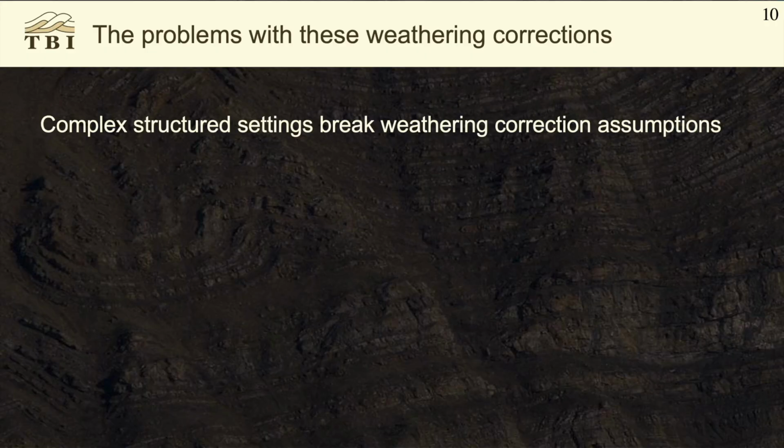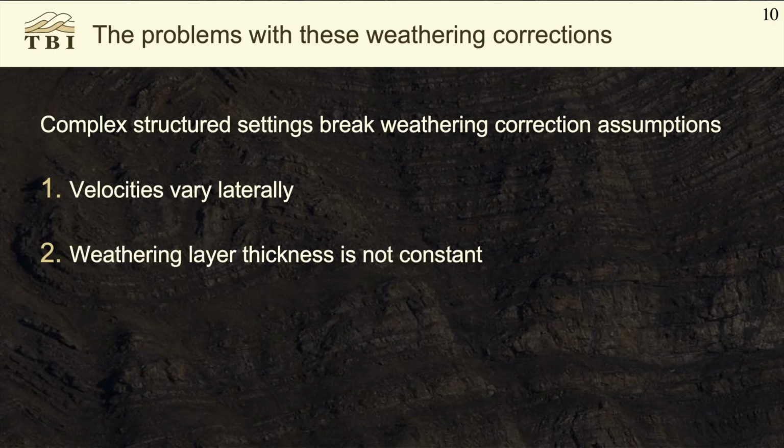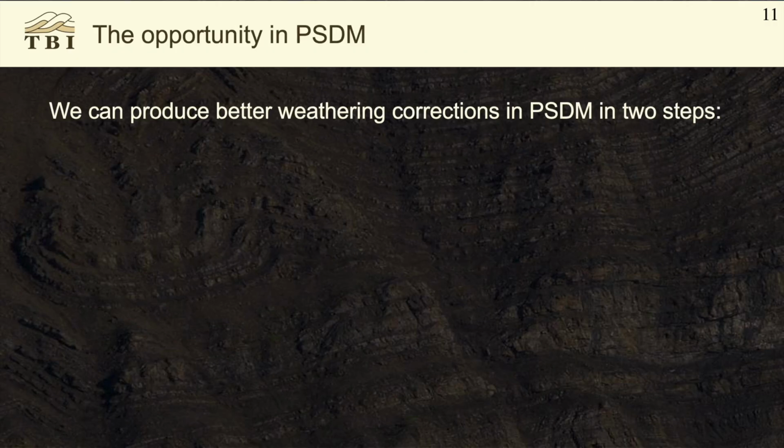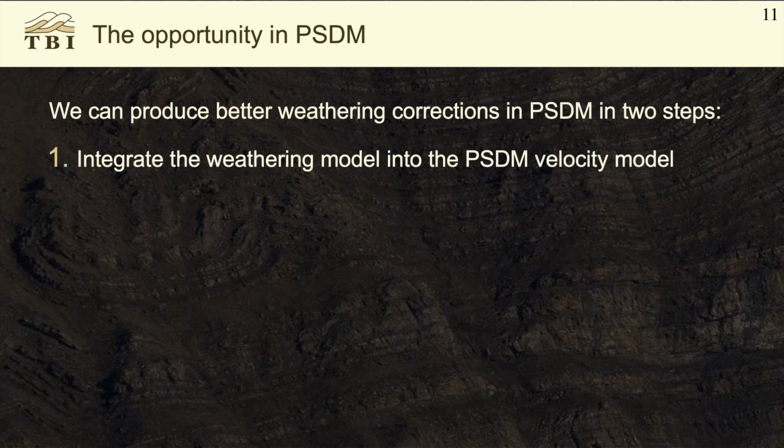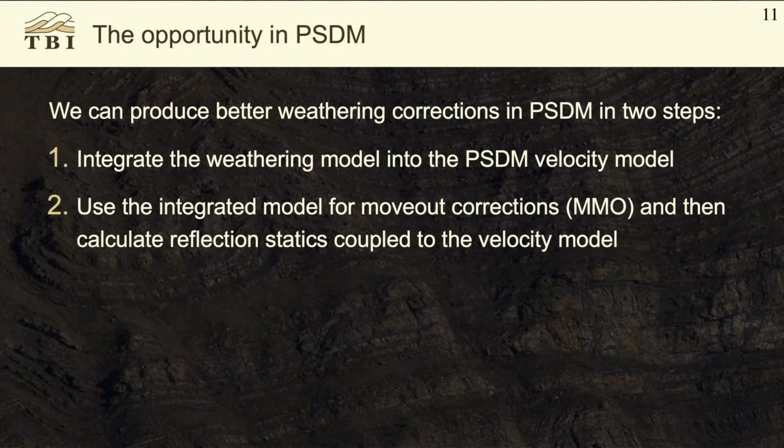There are still some problems with these weathering corrections. In complex structured settings, the weathering correction assumptions are broken. Velocities in these settings vary laterally, and our weathering layer thickness is not constant. So we have an opportunity in PSDM and depth processing to improve upon these weathering corrections. We can integrate the weathering model into our PSDM velocity model, and we can use this integrated model for move-out corrections and then calculate reflection statics coupled to the velocity model.